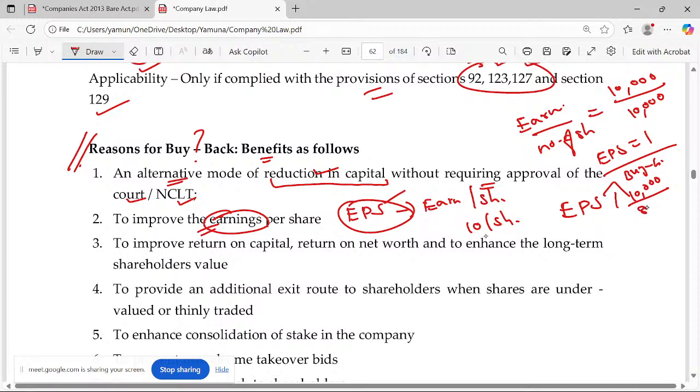After buyback of shares, now the number of shares is reduced to 8,000. What happens to the EPS? Greater than 1, because the number of shares is reduced. So to improve the earnings per share, most companies do that.